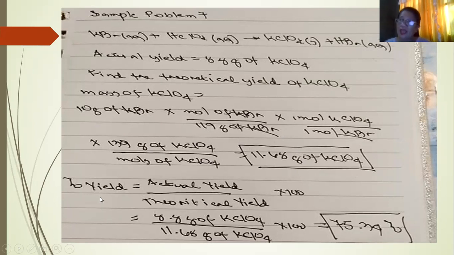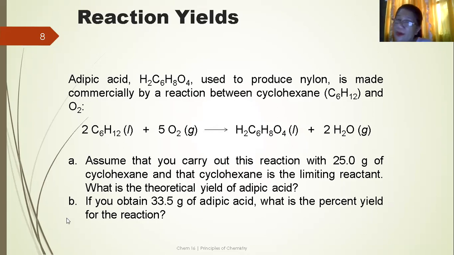Therefore, in the calculation of the percentage yield, we have the actual, which is given as 8.8. Then the one that we solved, which is the theoretical yield, which is 11.68. Now divide it, times 100. That is 75.34%. This is now the percentage yield. So this is how you're going to get the percentage yield of your given compound. So another example.